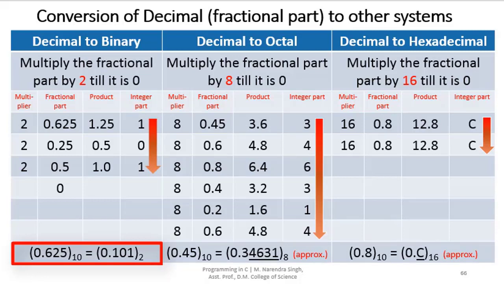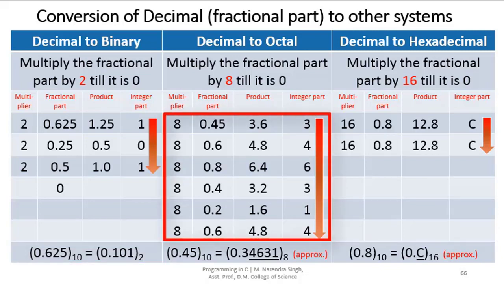Obviously, we are going to write a point before these binary numbers as we are trying to find out the fractional part of the binary. We follow the same process for conversion of any decimal to octal. The only difference will be we multiply the fractional part by 8 till it is 0.